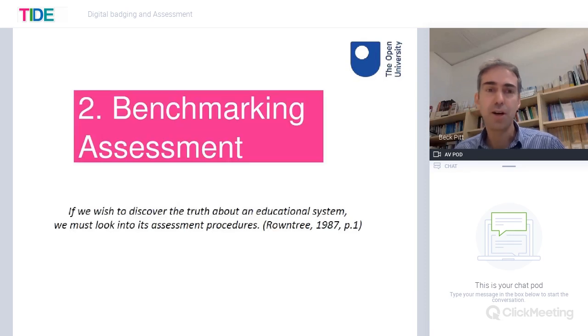So, moving on. At the beginning, I said I wanted to talk to you about a few of the activities that we've been doing here at the university around looking at how we do assessment. One very important piece of work we did a number of years ago was attempting to benchmark our practice against the rest of the industry. And this quote here, I think, from Antry is really interesting, in the sense that if we wish to discover the truth about an educational system, we must look into its assessment procedures. So this is very much about how we do assessment.